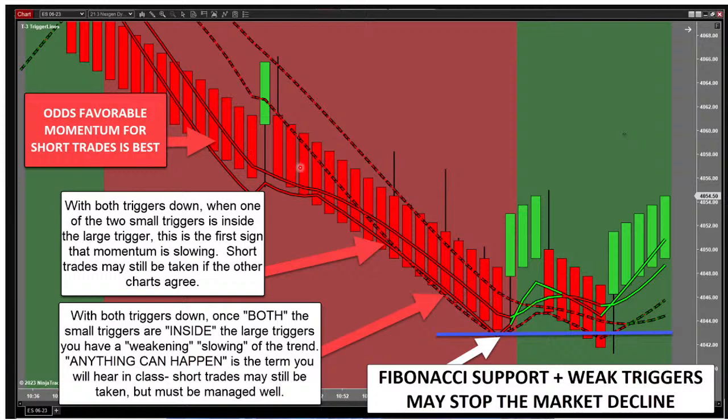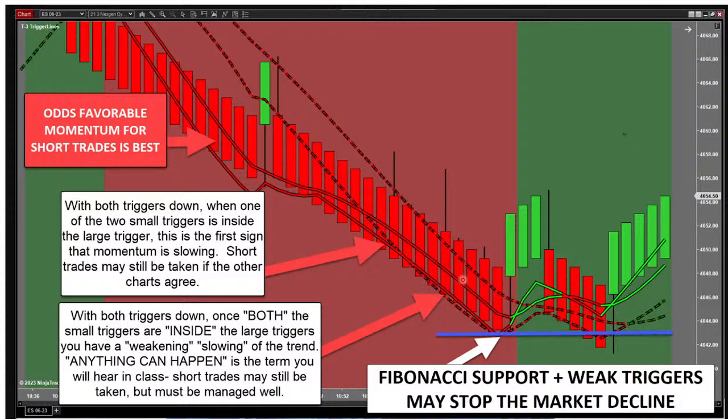As the scissors begin to close, with both triggers down, when one of the two small triggers is inside of the large triggers, this is the first sign that momentum is slowing, guys. And short trades can still be taken if the other charts agree. If everything else is perfect, go ahead and take that short trade. With both triggers down, once both small triggers are inside of the large triggers, you have a weakening or a slowing of the trend, and anything can happen up or down.